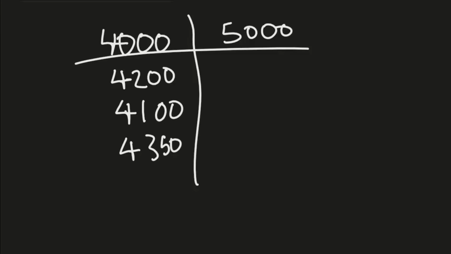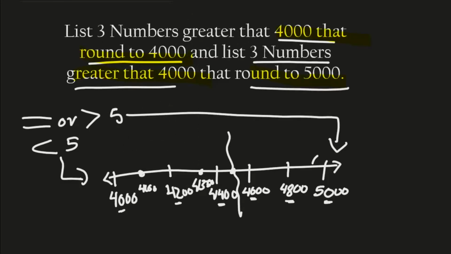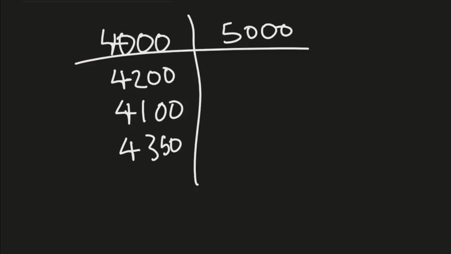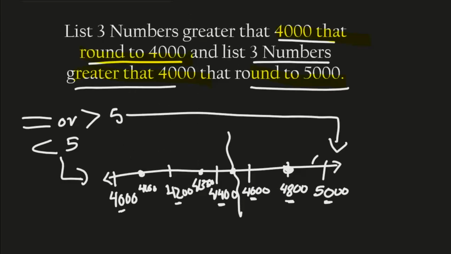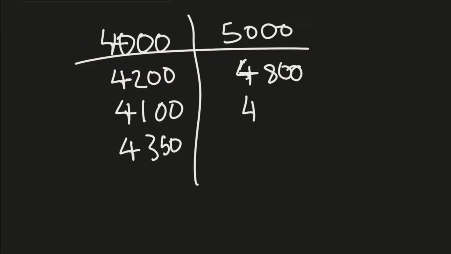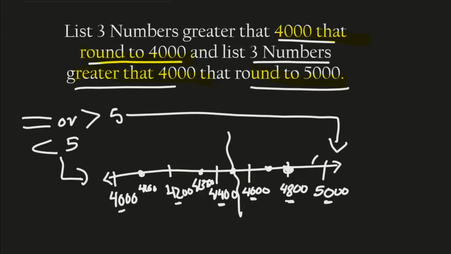4,350. Okay, now let's do something that rounds to 5,000. 4,800, sorry, not 5,800, which is right here. Just slipped through my mouth. Okay, and then let's do 4,710, probably be right there. 4,710. One more number. I'm gonna do 4,500, which is here.